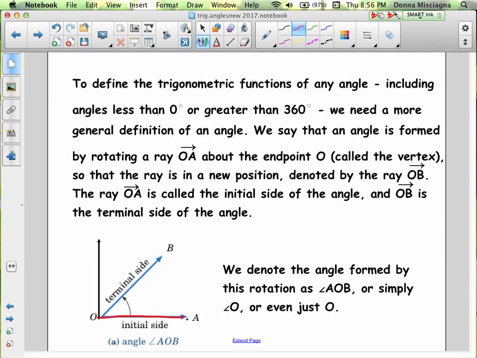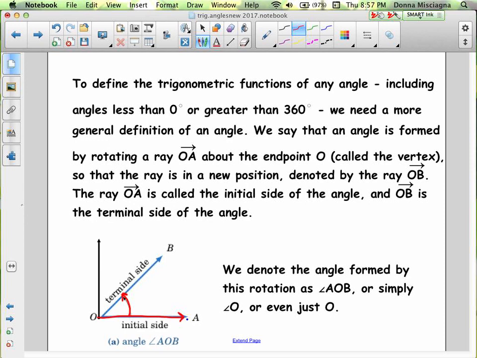Right here is ray OA, and we can rotate that ray. I kind of show you with my pen, but you can't see it. You're just turning the ray. Imagine this is just like a stick, and you're moving the stick in a circle. So the ray OA is called the initial side of the angle, and ray OB is the terminal side of the angle.